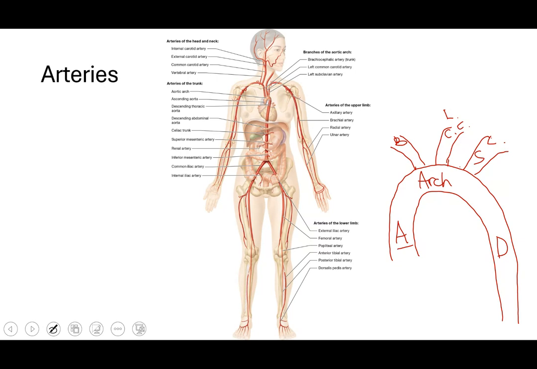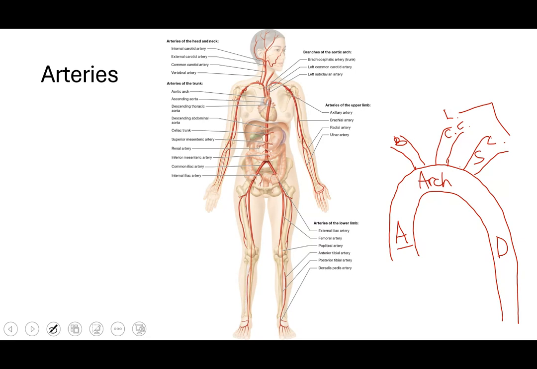Now, this middle vessel, the left common carotid artery: when you see the word common, it's an indication that the vessel is going to split into other similarly named vessels. We'll talk about that in a moment. So these two are supplying the left side of the neck. The brachiocephalic artery is going to supply the right side of the neck.